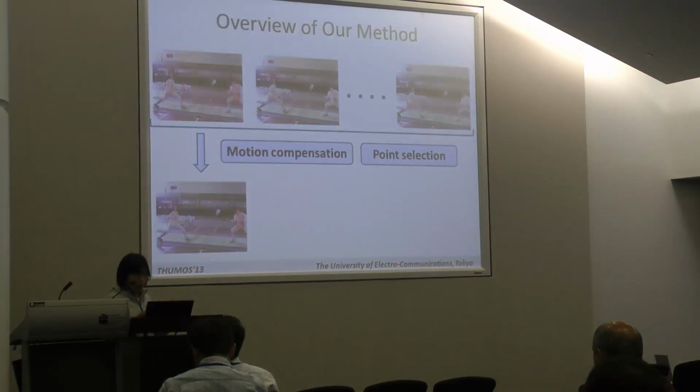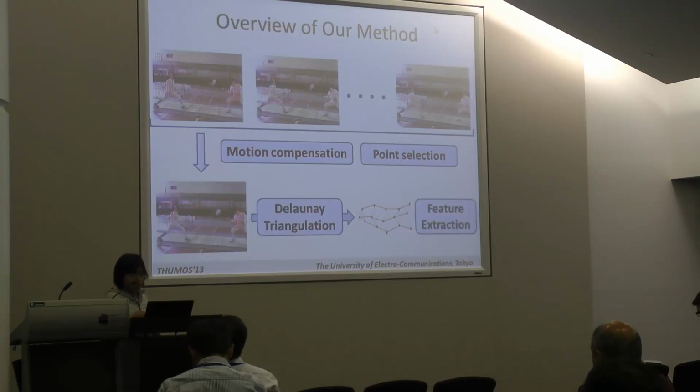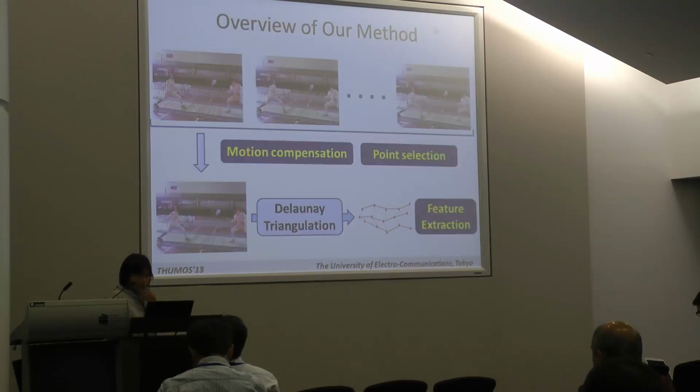And then we perform motion compensation and point selection. You can see that after the point selection step, only the points that belong to the more representative areas are selected. Then we apply Delaunay triangulation to the selected points, and finally extract spatio-temporal features from each triangle. So basically our framework is constructed based on the baseline, but we introduce motion compensation, and we improve the point selection step and the feature extraction step.